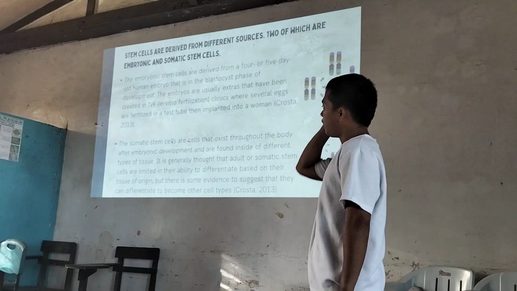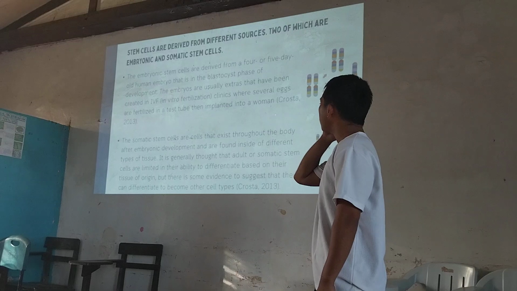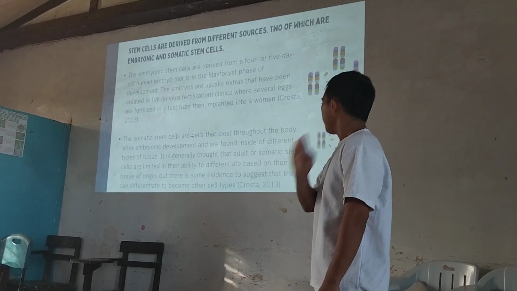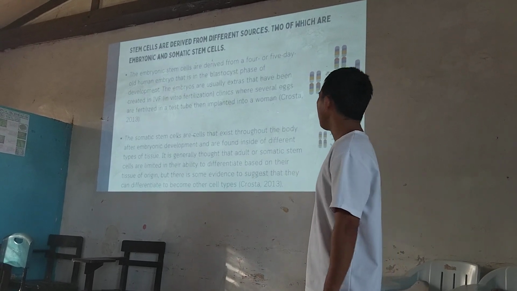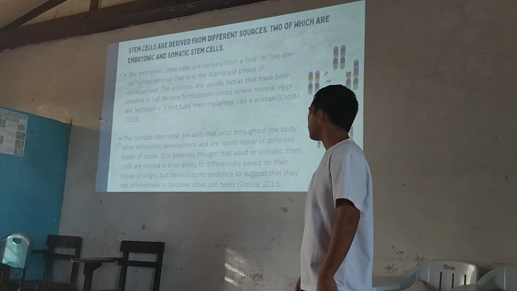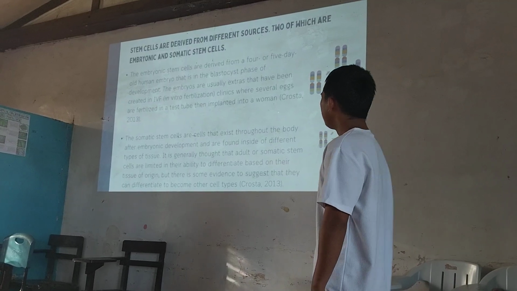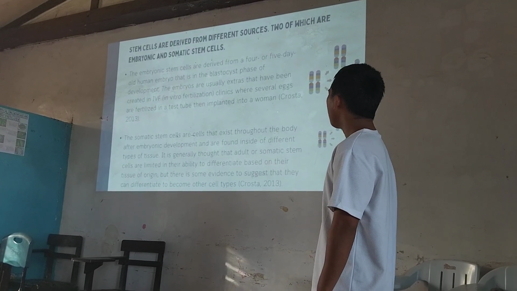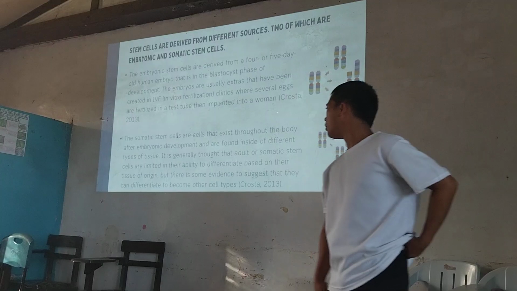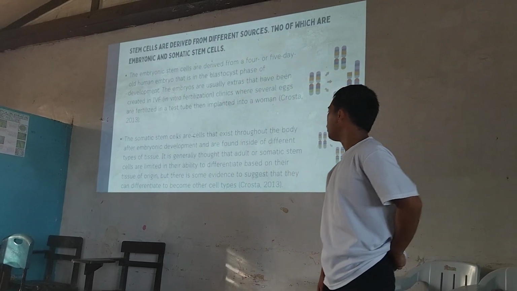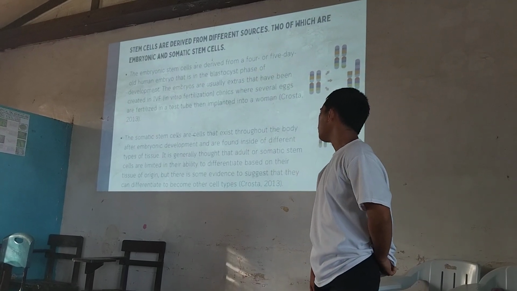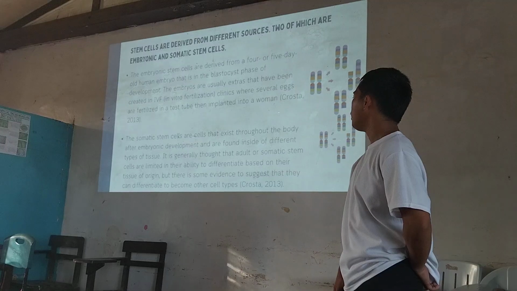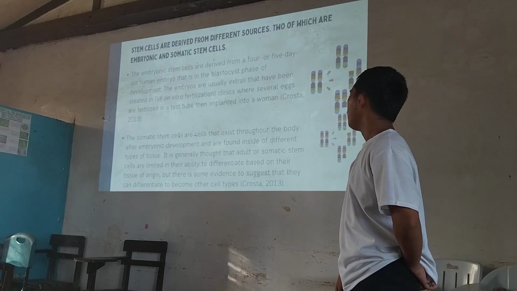The somatic stem cells are cells that exist throughout the body after embryonic development and are found inside different types of tissues. It is generally thought that adult or somatic stem cells are limited in their ability to differentiate based on their tissue of origin. But there is some evidence to suggest that they can differentiate to become other cell types.